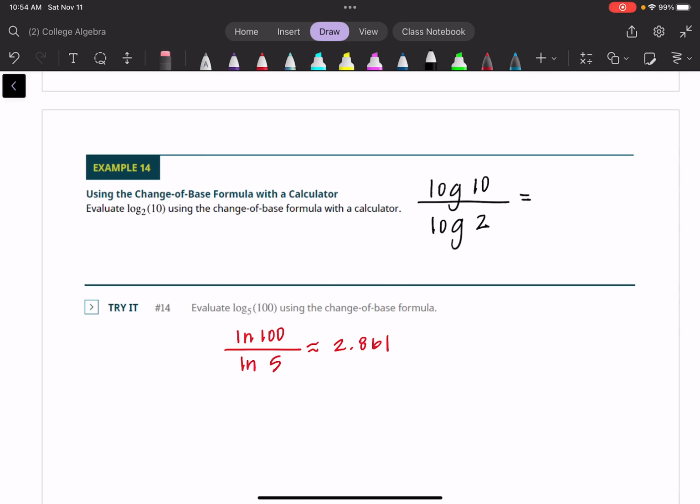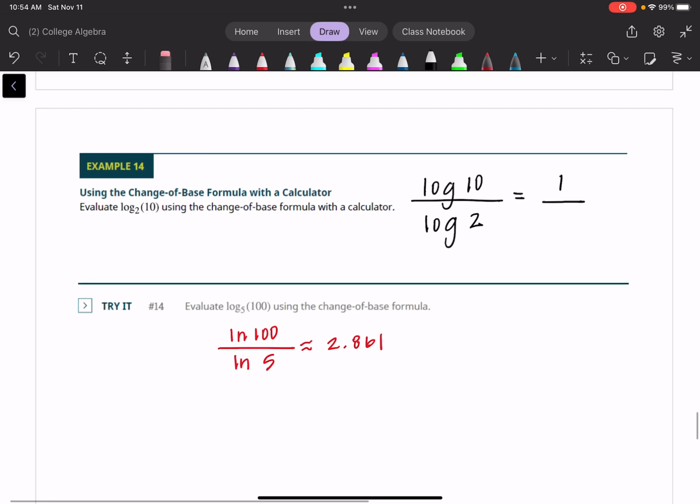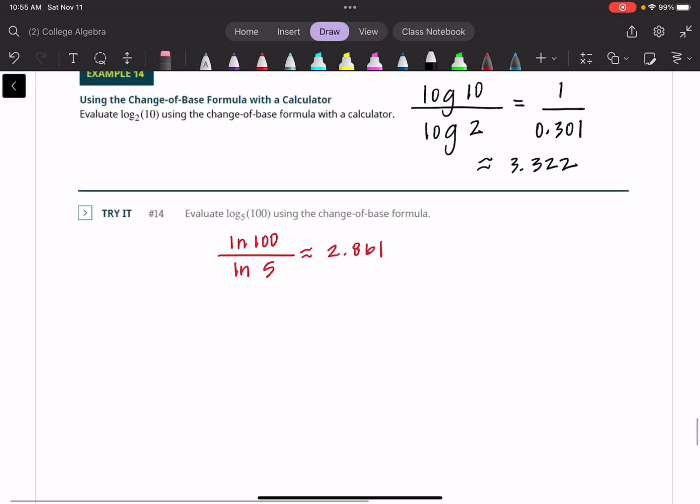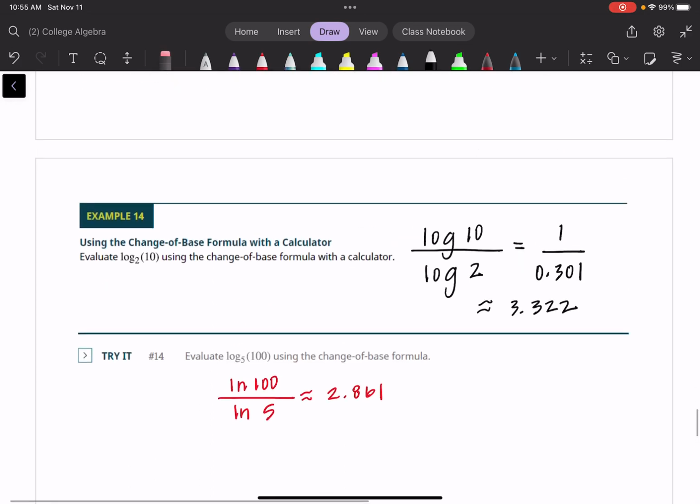So the log base 10 of 10 is 1. And then the log base 10 of 2 is about 0.301. And then you just place that in your calculator and you'll obtain the final result. And so that'd be 1 divided by 0.301, that would be about 3.322. And so now if you want to give it a try, in number 14, that'll be our last example of the day.